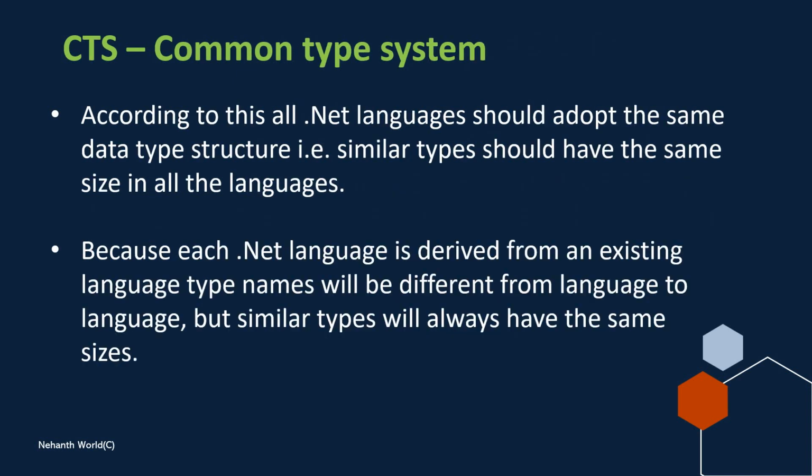Next one is the CTS, Common Type System. Common Type System means that data types in all programming languages of .NET will have the same size. In C# programming language, suppose integer has 4 bytes, and in VB integer has 4 bytes. In F# also integer will have 4 bytes. That's why we are able to generate a common IL code for all programming languages. According to this, all .NET languages should adopt the same data type structure. Similar types should have the same size in all the languages. Because each .NET language is derived from an existing language, type names will be different from language to language, but similar types will always have the same data size.